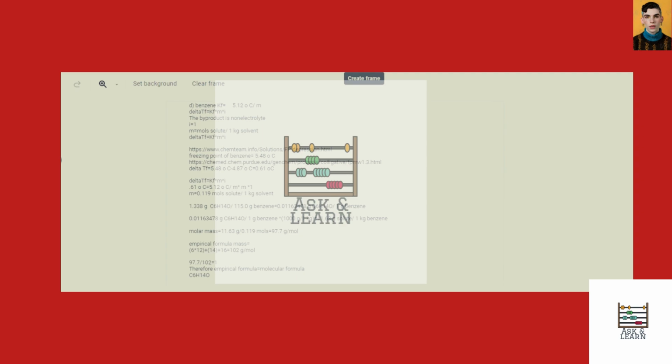Now for D, we need to realize that this byproduct is a non-electrolyte based off of the chemical formula, so the van 't Hoff factor is 1. We need to solve for the molality. So the normal freezing point of benzene is 5.48 degrees Celsius. So we need to find out by how much the freezing point changed. So we find that it changed by 0.61 degrees Celsius. So now we know delta T, or how much the freezing point has changed.